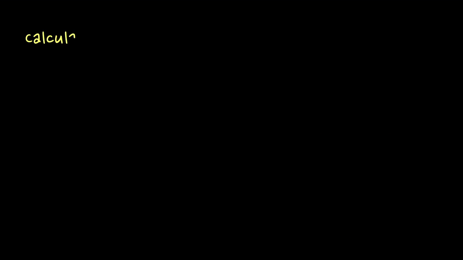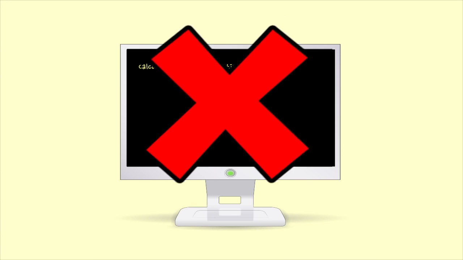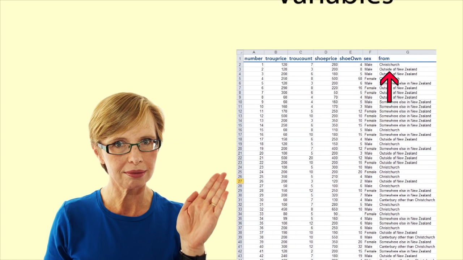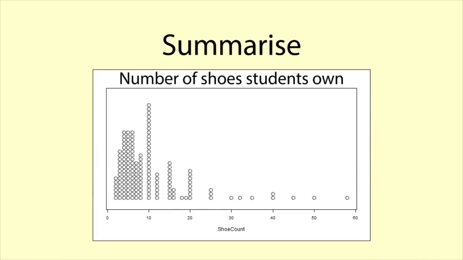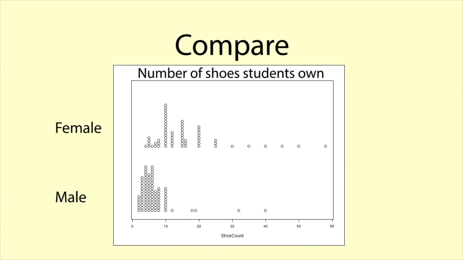There are many videos and resources that explain how to calculate summary statistics, but this video won't do that. This video is about what summary statistics tell us. A data set is made up of variables and observations. We may want to summarize the distribution of values for each of the variables. Often, we wish to compare two groups within a set of data.